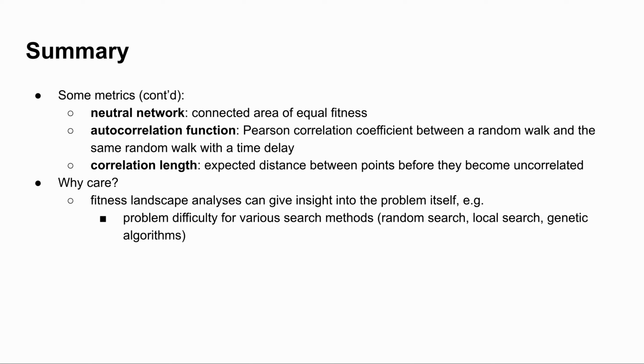The autocorrelation function is the Pearson correlation coefficient between a random walk and the same random walk with a time delay, and the correlation length is the expected distance between points before they become uncorrelated. We should also remember that there are many other fitness landscape metrics, and these are just a few. We learned that we should care about fitness landscape analysis because it can give insight into the problem itself, for example, by indicating problem difficulty for different search methods.